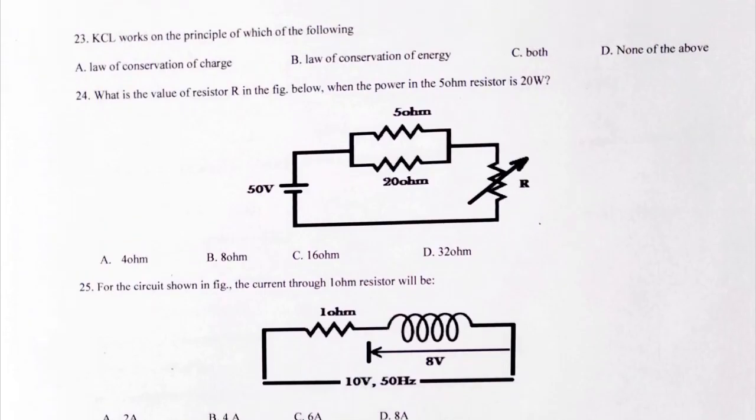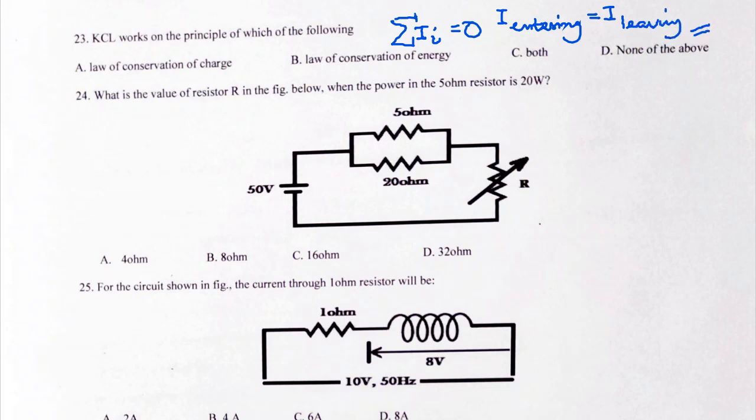Now the question number 23. KCL works on the principle of which of the following? We know, according to KCL, the sum of the currents at a node is equal to 0. That means current entering a node is equal to current leaving that node in an electrical circuit. That is our KCL. So is it law of conservation of charge, law of conservation of energy, both, or none of these? Definitely when current incoming is equal to current outgoing, current is nothing but the flow of charge. So the option A here will be the correct answer. That is the law of conservation of charge.